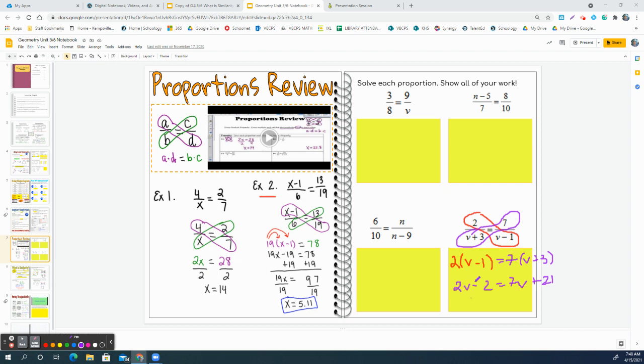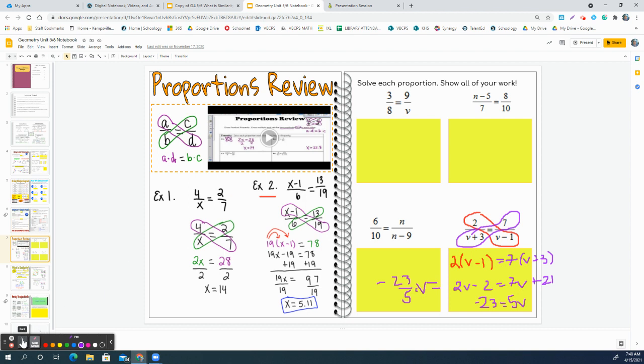And then I always subtract my smaller variable. So 7v minus 2v is going to be 5v. And then 21, subtract that over to the other side. And we get negative 23, right? And then we divide, and then v equals negative 23 over 5. Kind of a weird fraction. Okay.